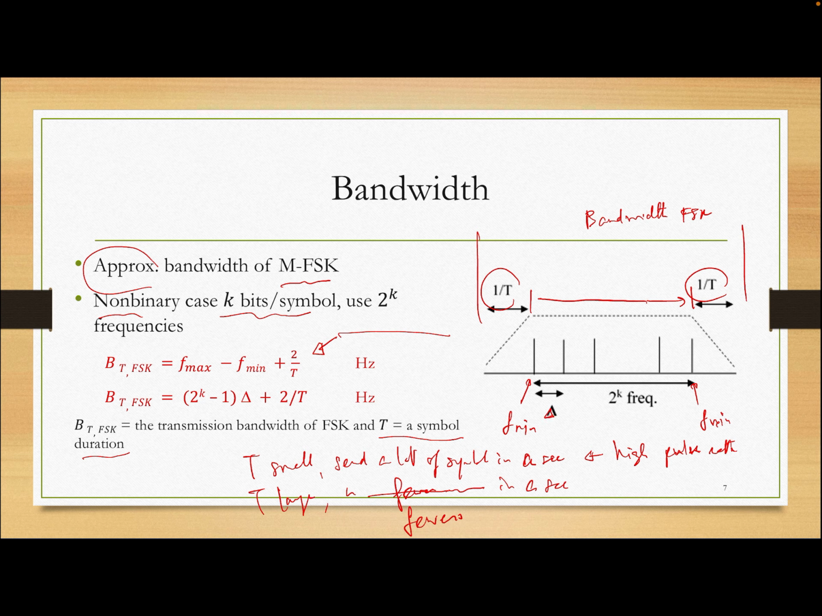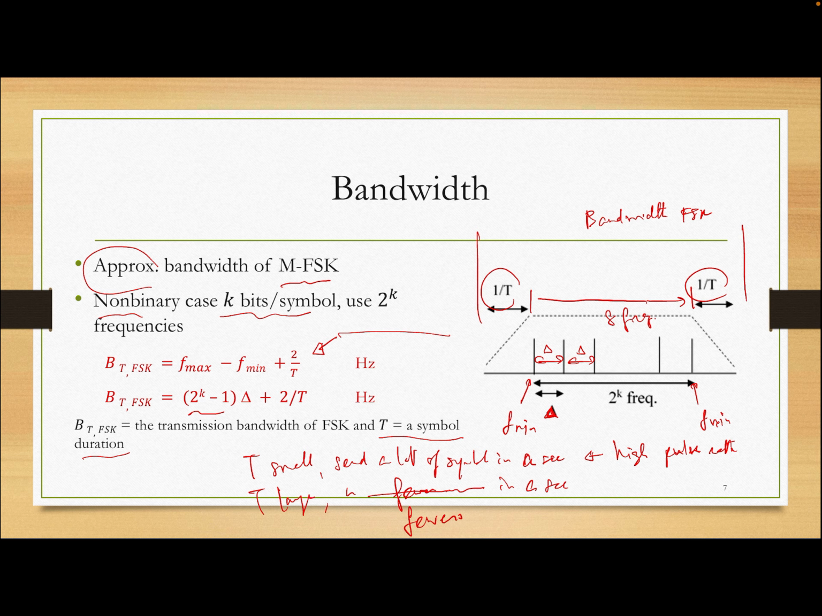And if you don't have F max and F min, but you do have how many frequencies there are and the frequency difference, delta, between each adjacent frequency. Suppose k equals 3, so you have 8 frequencies here. You have 7 differences, right? So 8 minus 1. That's why 2 to the k minus 1. Because you add 8 frequencies, and the difference will be delta. The difference between adjacent frequencies will be equal.